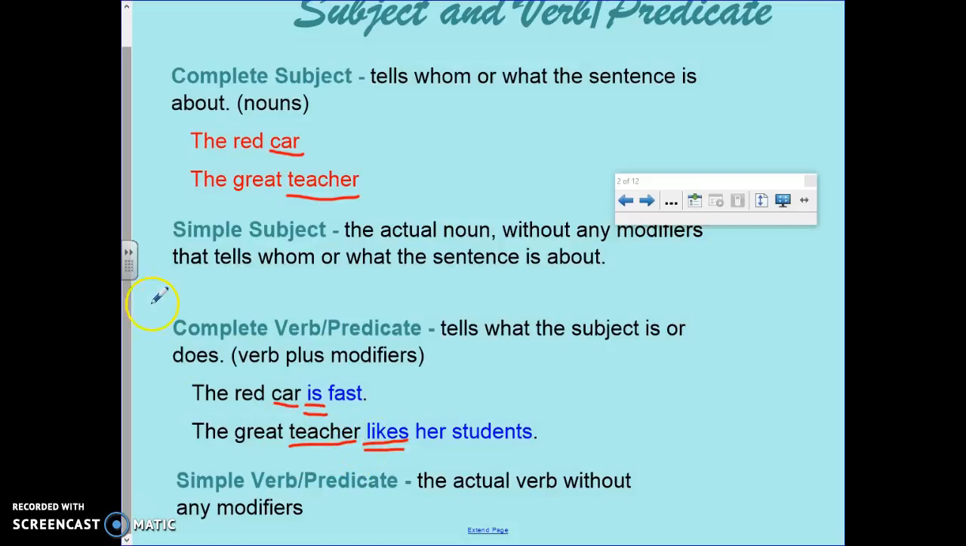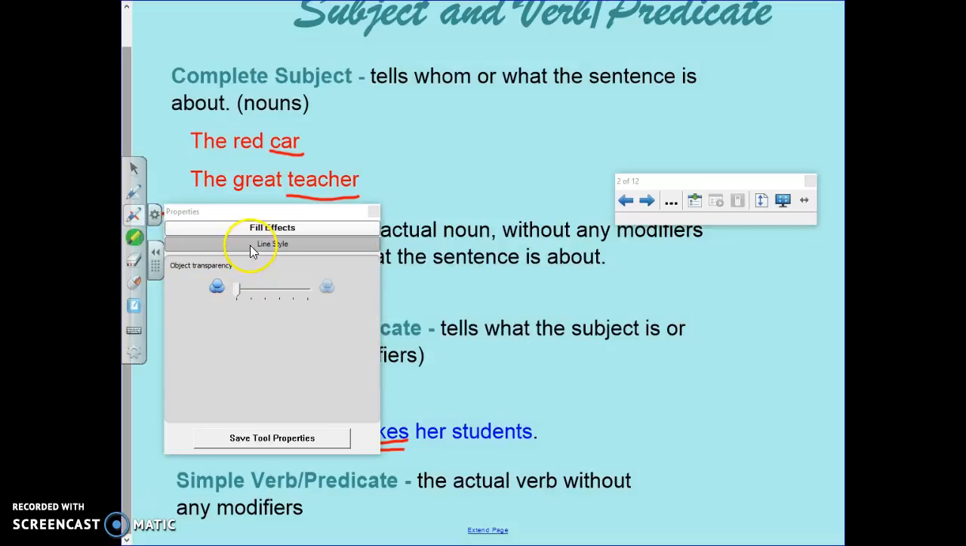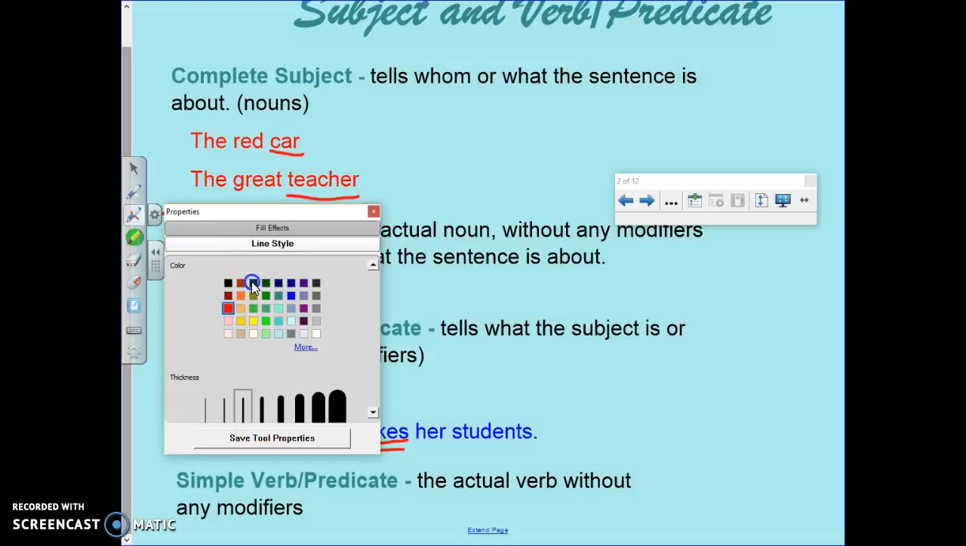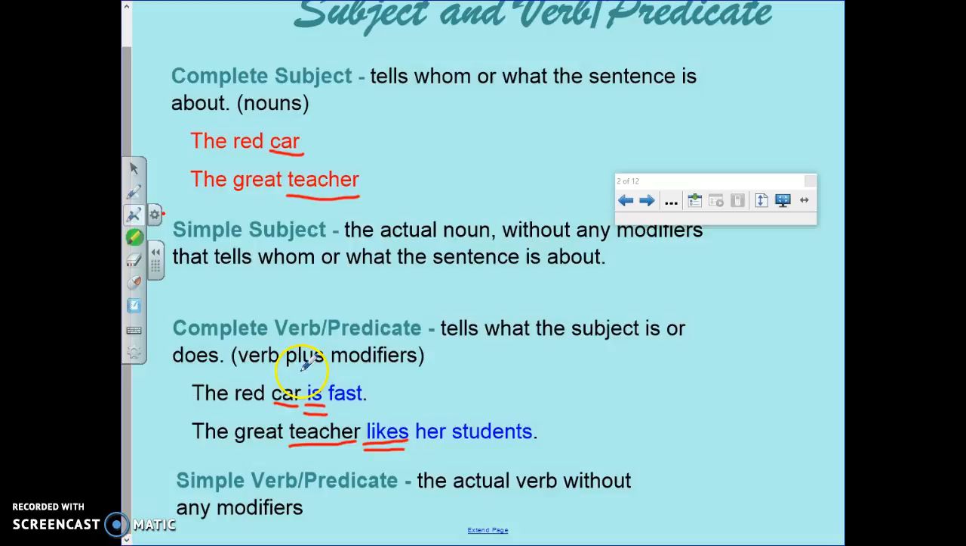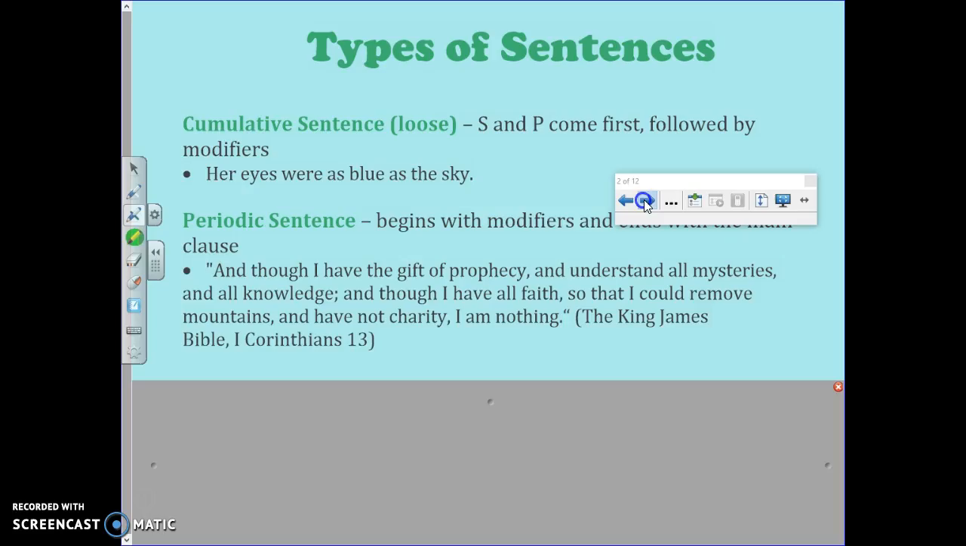Okay. Also, I'm going to switch pen colors here. There we go. So sometimes it'll also ask you to draw a line in between the complete subject and the complete predicate. This is what you would do. You would do where the complete subject ends, and where the complete predicate begins. Usually it's between the noun and the verb. Okay, so that's complete subjects, or that's subjects and predicates.